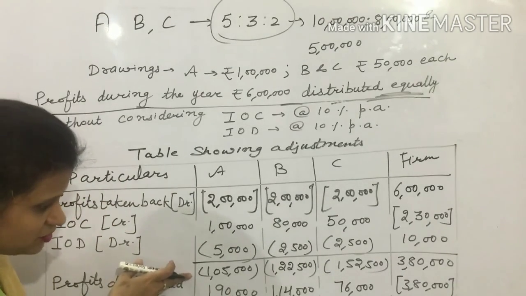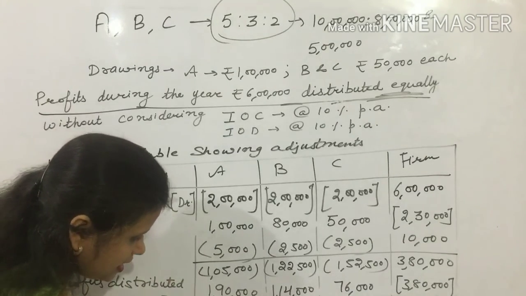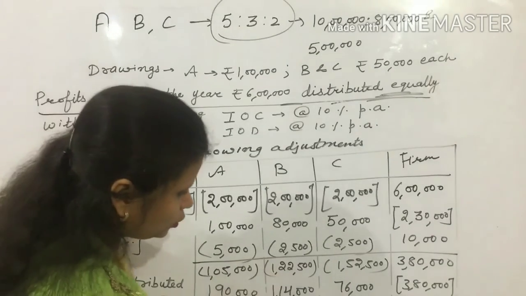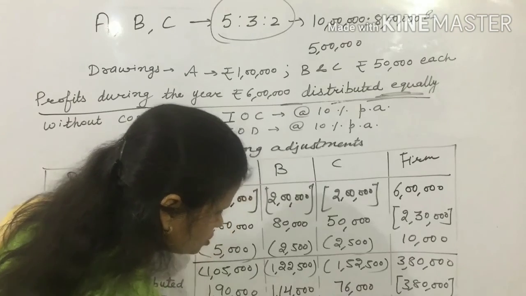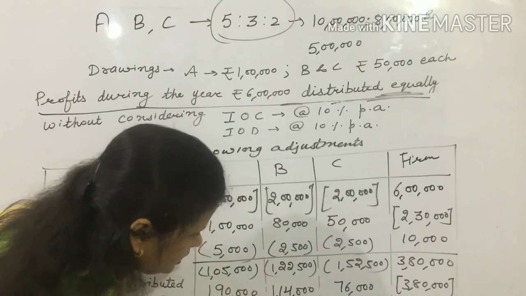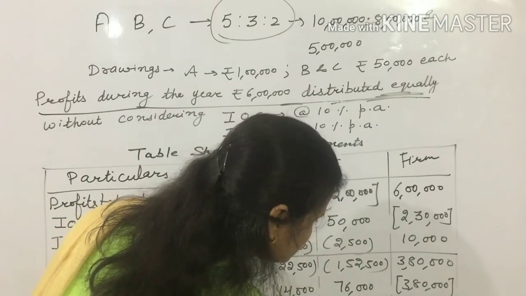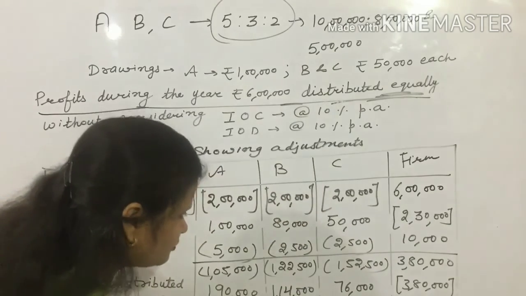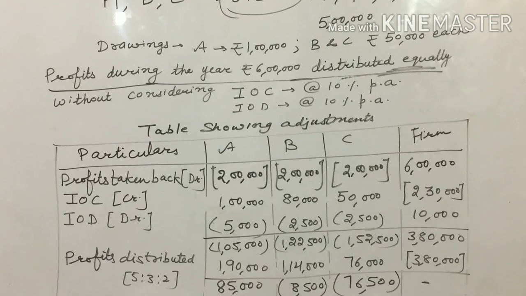So A is debited with 1,05,000 and credited with 1,90,000. So A is credited with 85,000, and in account of B, debit is more by how much amount? You can calculate, 8,500. And what about C? Again debit is more by 76,500. So these will be your final results.